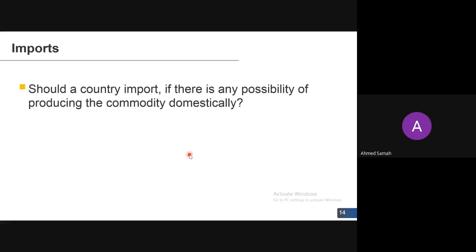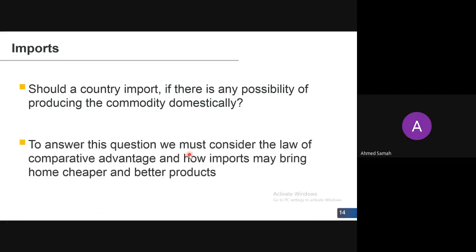So let's look into imports and how they impact the overall economy. So should the country import if there is any possibility of producing the commodity domestically? To answer that, we must consider the law of comparative advantage and how imports may bring home cheaper and better products.